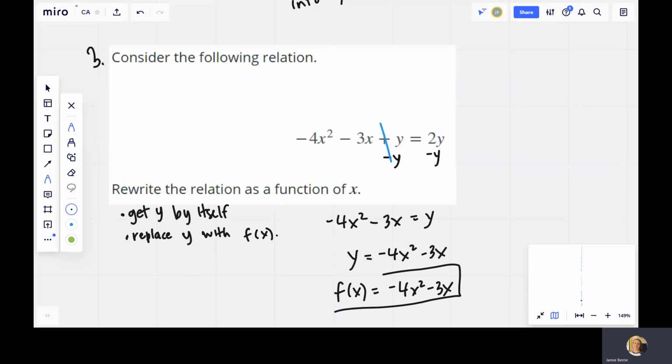All right, so say we ended up with something there like 5y. At that point, we would have needed to divide both sides by 5 to get y by itself. All right, so if you end up with a coefficient on y, just divide both sides by that coefficient so that you can get y by itself before you replace y with f of x.